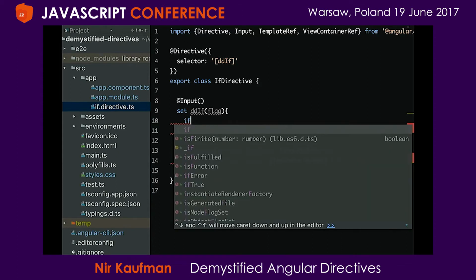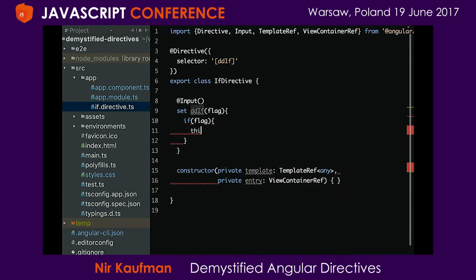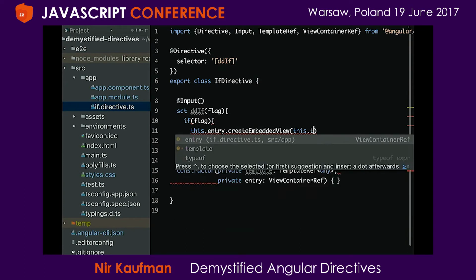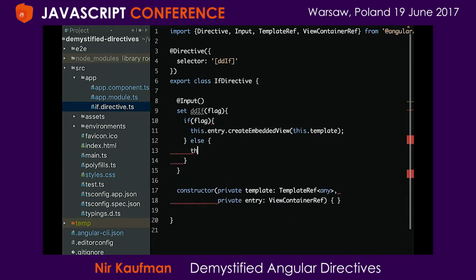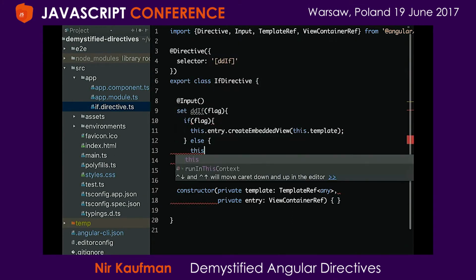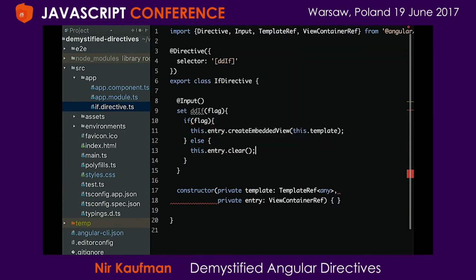All that is left to do is to check the flag, and if the flag is true, I can take this entry, use the create embedded view, and put the template inside. And if it's false, this entry should be cleared. And this is the basic behind ngIf. That's it. Let's give it a try.